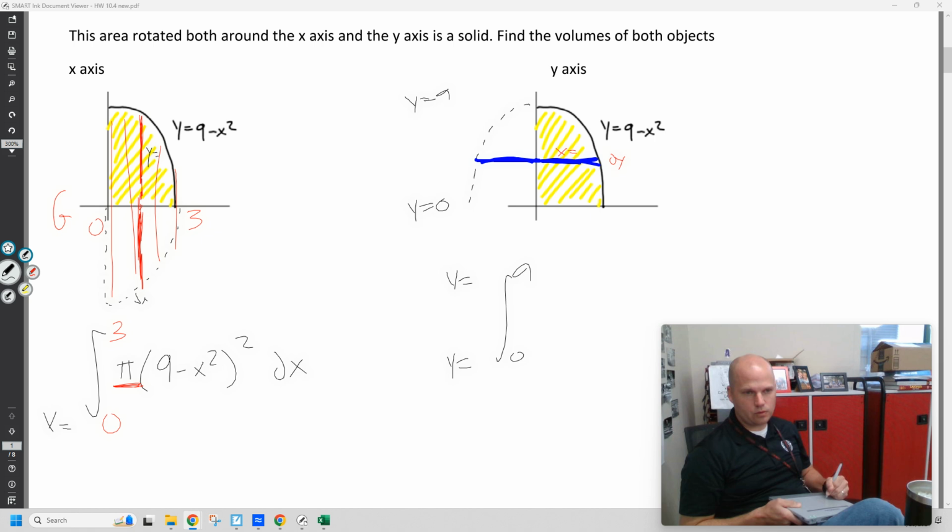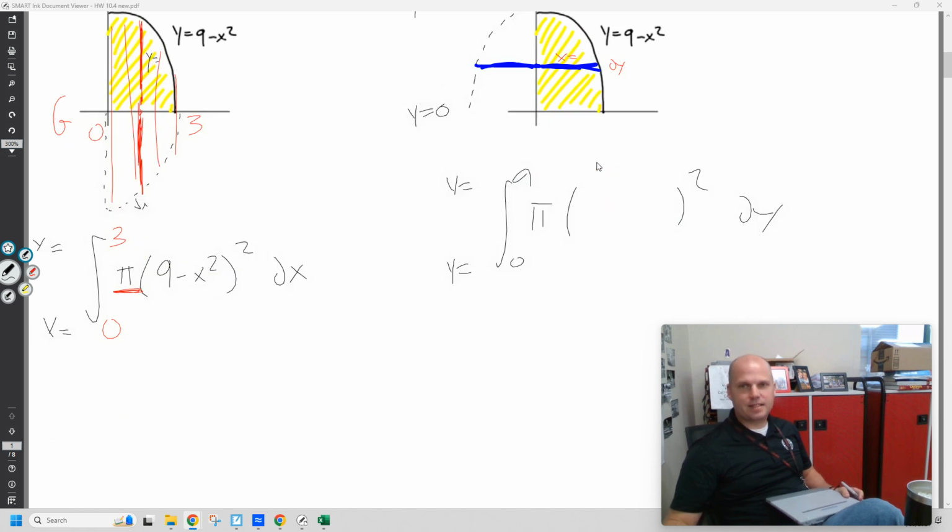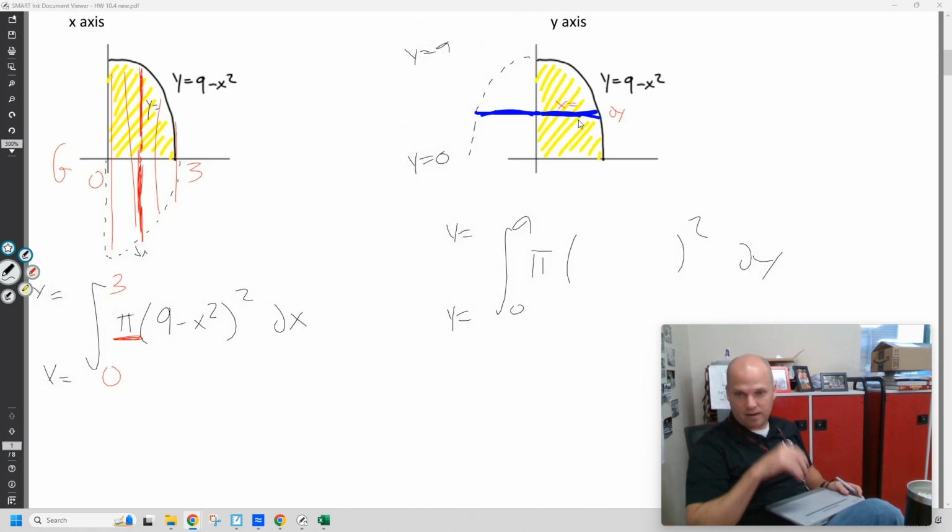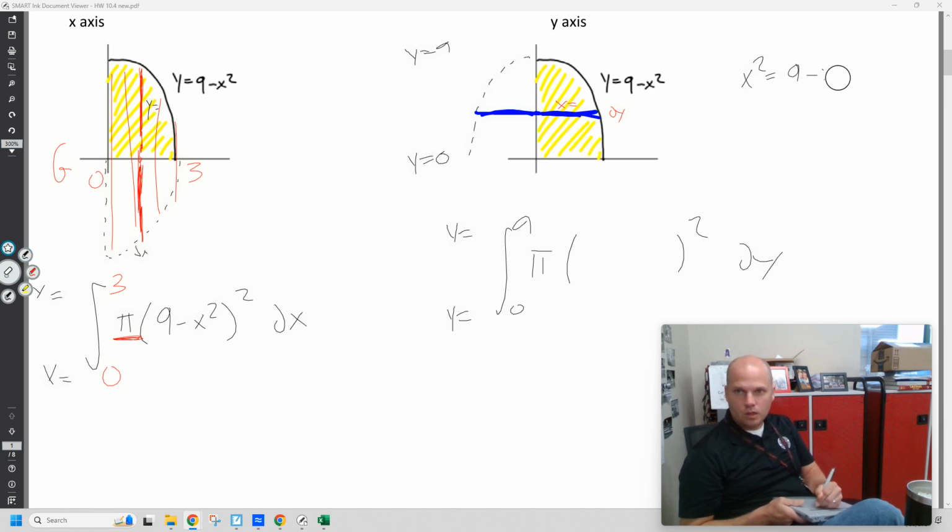This is an x equals to an x equals of pi r squared h. My r is my x distance. My x distance is a right minus left, and x equals, I need to solve my equation for x. Add x squared, subtract y. X equals plus or minus root 9 minus y, but if we're in the first quadrant, you'll always have the positive.